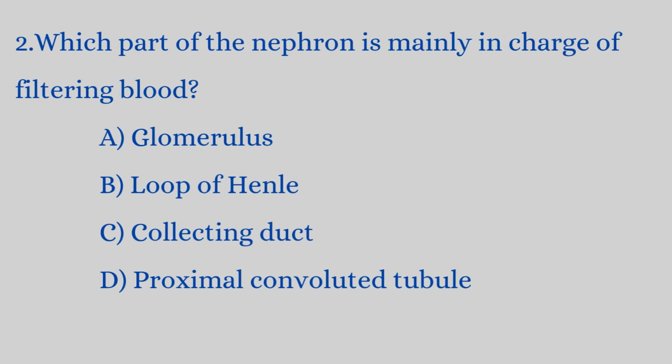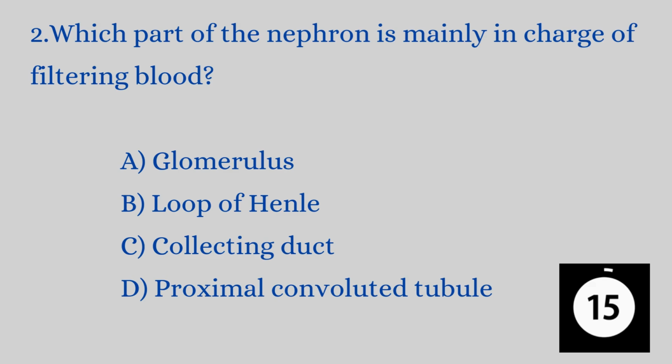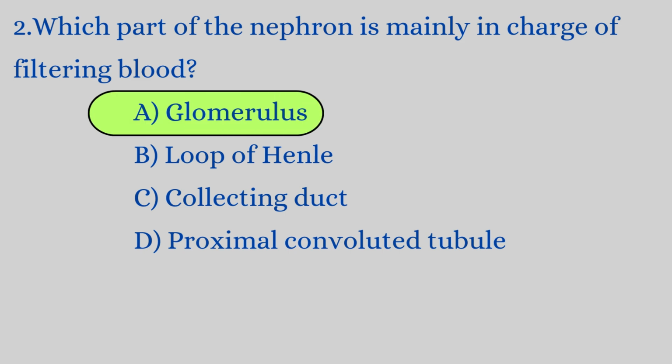2. Which part of the nephron is mainly in charge of filtering blood? A. Glomerulus. B. Loop of Henle. C. Collecting duct. D. Proximal convoluted tubule. The answer is A. Glomerulus.